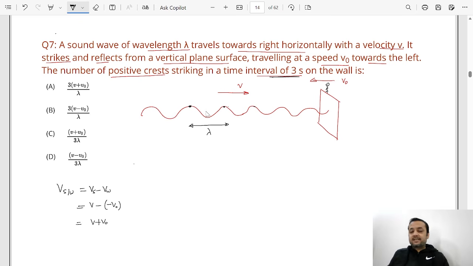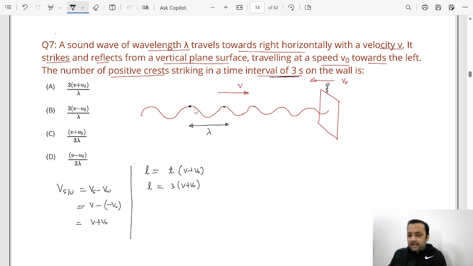So in total 3 seconds, how much distance would the sound wave have moved? The distance moved by the sound wave in the 3 seconds will be time into speed. Speed is v plus v naught, and time is 3 seconds, so this will become 3 into (v plus v naught). This is the total distance traveled by the sound wave.